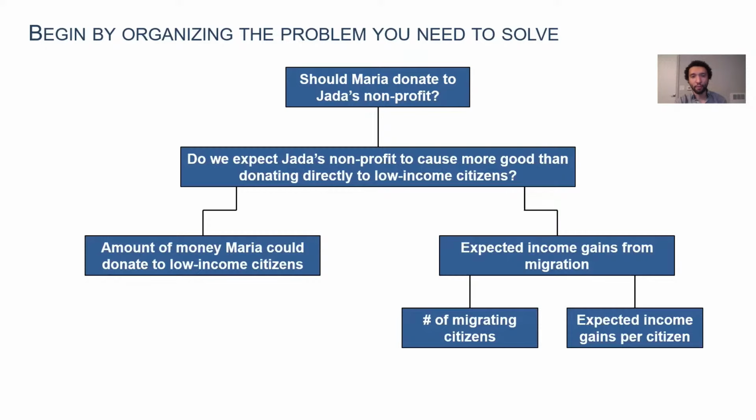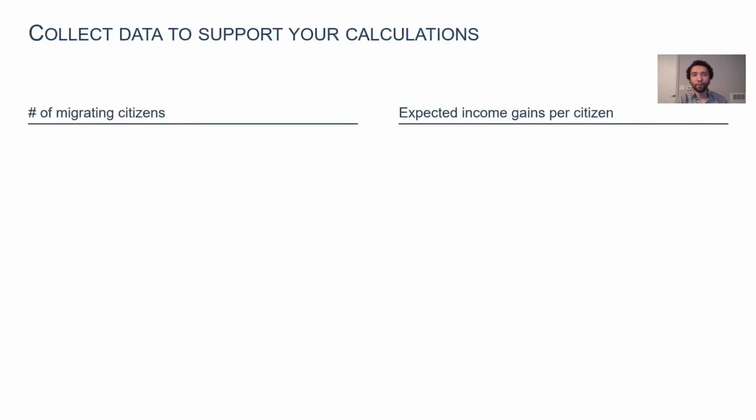Now that we've structured the problem, it's time to do some research. We already know that Maria is being asked to donate $1 million, but we need to determine the expected income gains from funding Jada's nonprofit, which we can do by determining the number of people who would be able to migrate as a result of our funding, and the expected income gains per citizen. So let's say you talk to Jada and do a little bit of research, and you figure out the following.